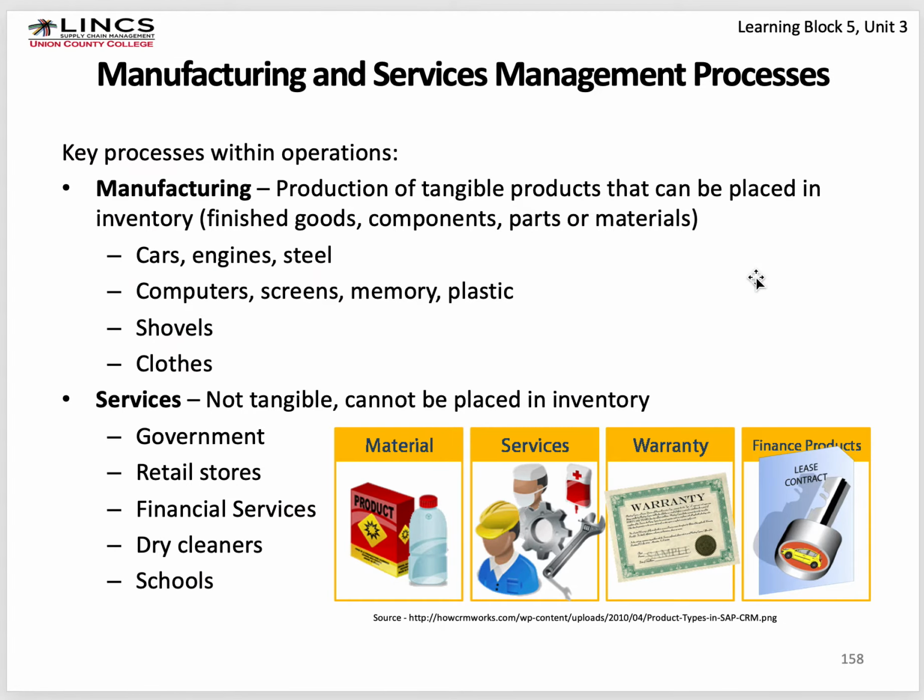So if we look at this, the key measures, the key process within operation. So we're talking about what? Production of tangible goods. And we're talking about cars, engines, steel, computer screens, memory, plastics, shovels, clothes, anything you could think of that is a tangible product. Services, the ones that really can't be put in inventory, you're talking about government, retail stores, financial services, dry cleaners, schools, tax preparation, you're talking about home repair of every kind.